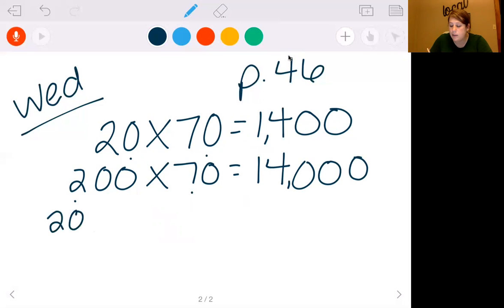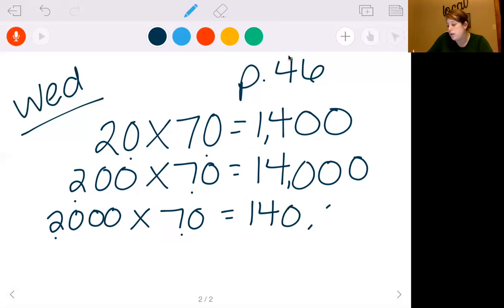And then last, we can do 2,000 times 70. 2 times 7 is 14. And then we have 1, 2, 3, 4 zeros. So we add them on the end, put our comma, and we're done. That's it. So what you need to do is basically multiply your non-zero digits, count the number of zeros, write that at the end.